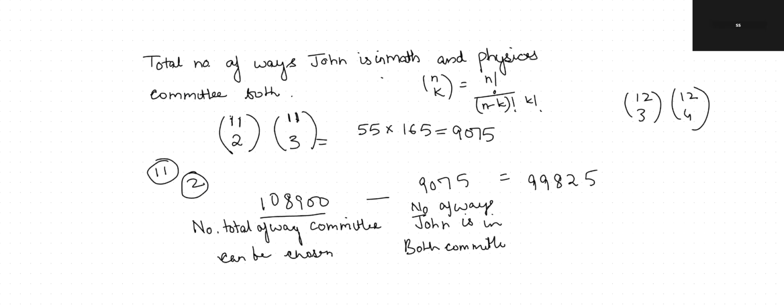This gives the total number of ways when John is in both the maths and physics committees. When we subtract the ways when John is in both the committees from the total number of ways the committees can be chosen, we get the number that gives the ways when John is either in physics or in maths committee or is not in any committee.